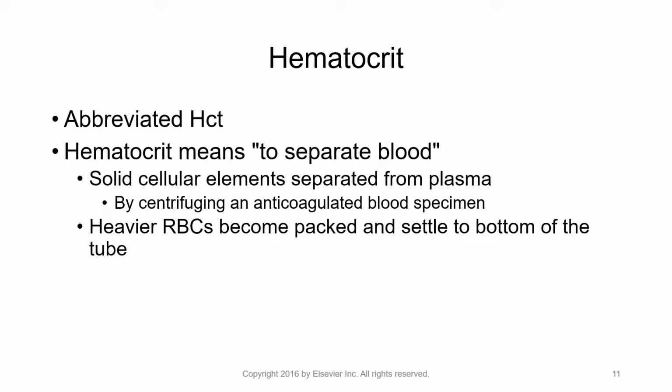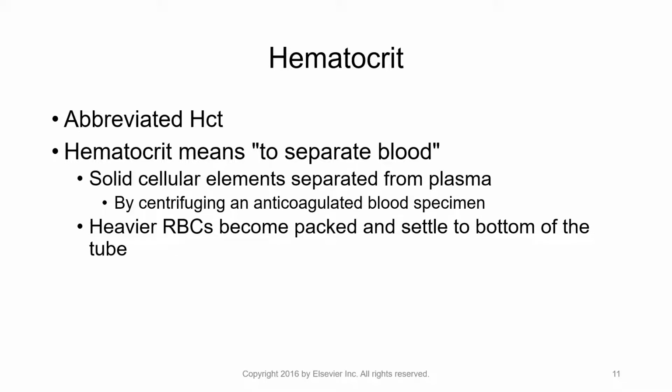The next test is hematocrit. Abbreviation is capital H, lowercase c, lowercase t. The word hematocrit means to separate blood, to separate the solid cellular elements, separate those from the plasma. The way you do this is by taking a sample of blood and centrifuging it.